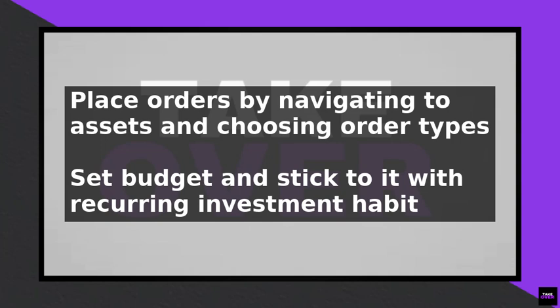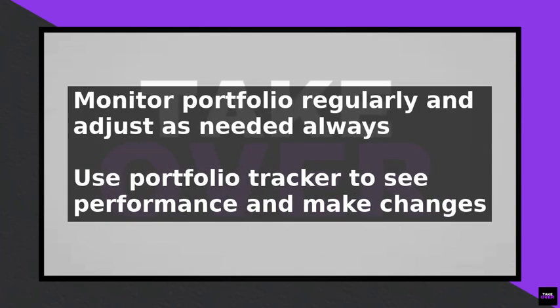To minimize risk, consider setting stop-loss orders, which will automatically sell your assets if they fall below a certain price. You can also use dollar cost averaging, which involves investing a fixed amount of money at regular intervals, regardless of the market's performance.